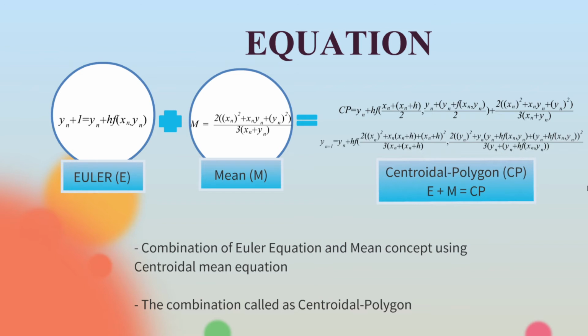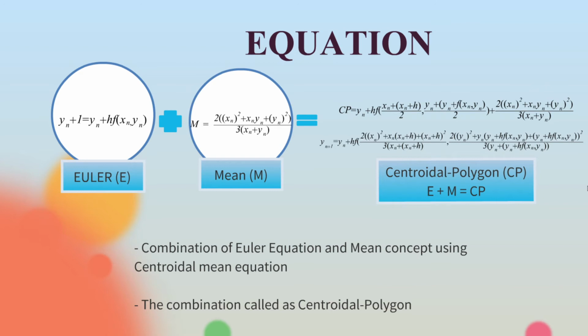This method uses the Euler method to predict a value of y at the midpoint of the interval. Using the equation, this predicted value is used to calculate the gradient at the midpoint. The midpoint method is superior to the Euler method because it utilizes a slope estimate at the midpoint of the prediction interval.